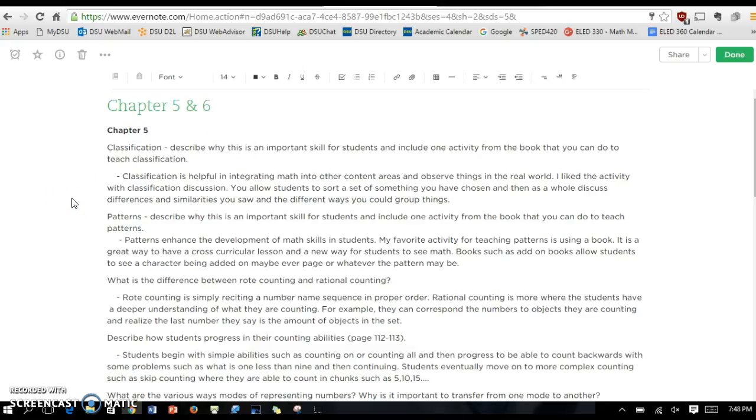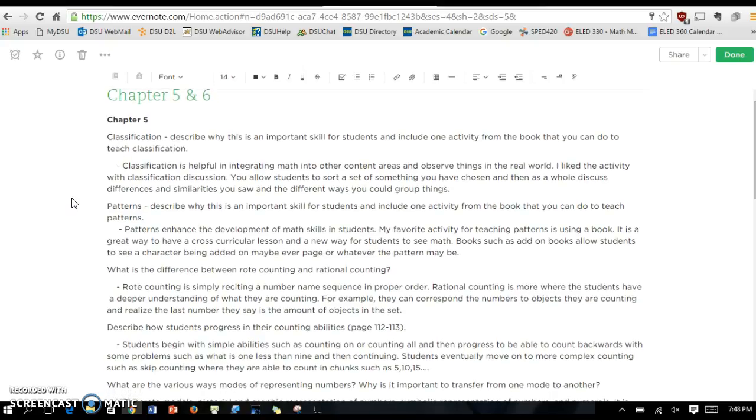I really like the part about having a discussion with it, reminding me of the math talk, allowing students to sort out something, and then you discuss similarities they saw and some differences. You could do some different activities within that discussion, like having them make post-its and maybe filling out a T-chart to compare.